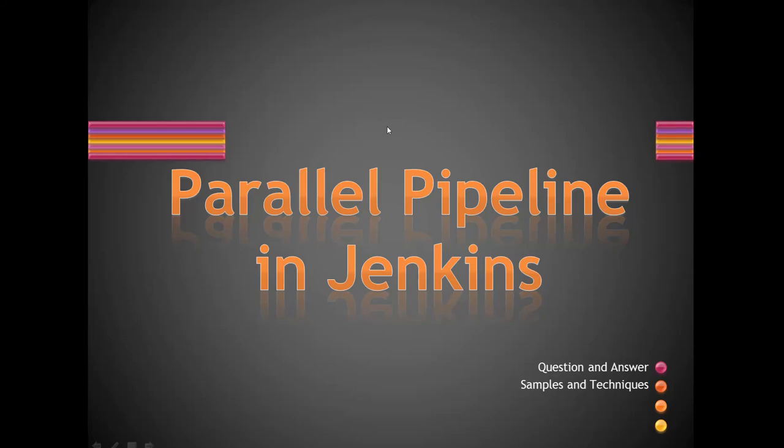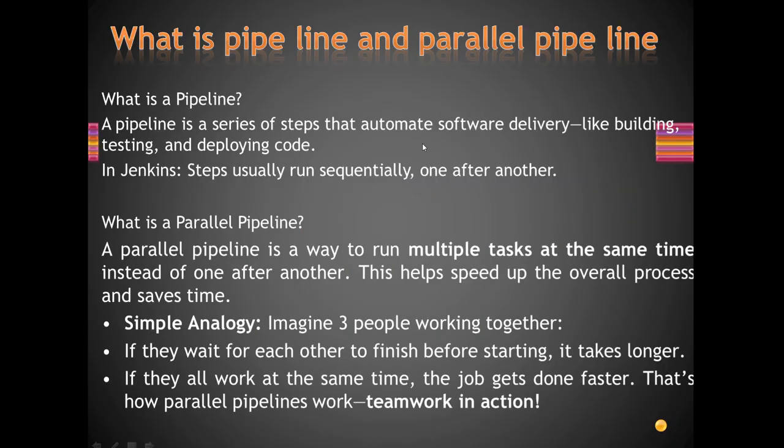In this video, I am going to demonstrate how to use parallel pipeline in Jenkins. First of all, what is pipeline and what is parallel pipeline? The pipeline is a series of steps that automate software delivery like building, testing and deploying code. In Jenkins, steps usually run sequentially one after another.